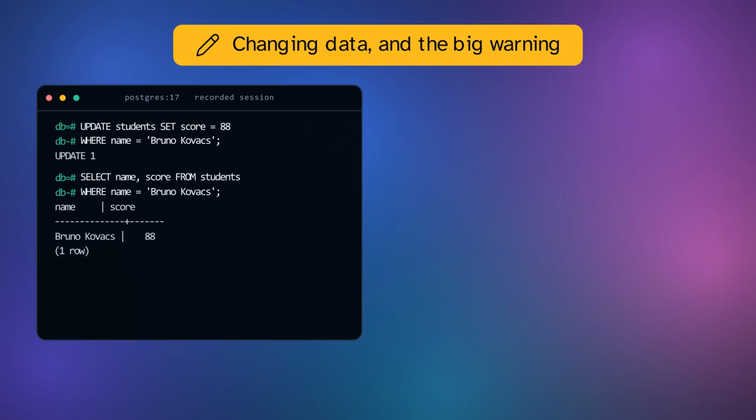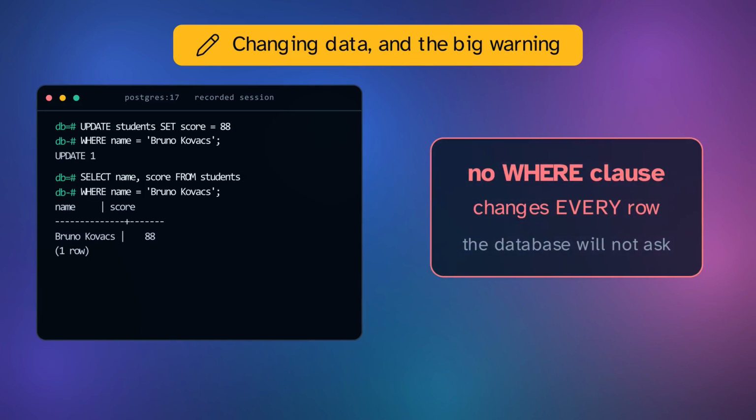Now I want to stop and give you the most important warning in this video. The where clause on an update is not optional in practice. It is optional to the database, and that is the danger. If you leave the where clause off, the database does not ask if you are sure. It sets every single row to that value, all of them. The same is true of delete. Delete from students where name is something removes one student. Delete from students with no where clause empties the table.